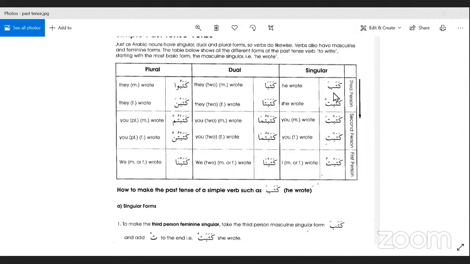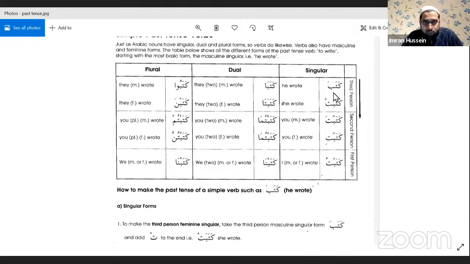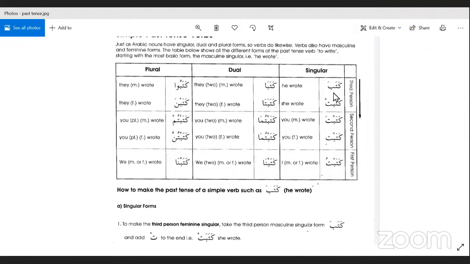Dhahaba. Excellent. Yes, dhahaba, they two males went. Dhahabu, correct, they males went, more than two. Correct. Dhahabat, correct, she went.